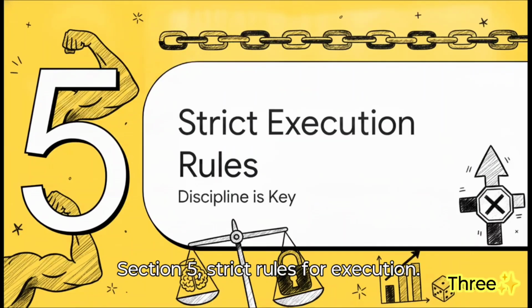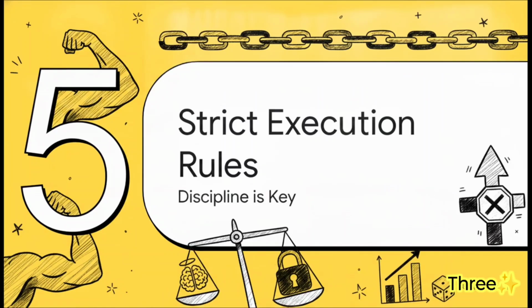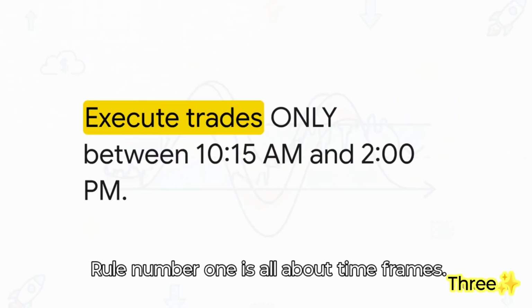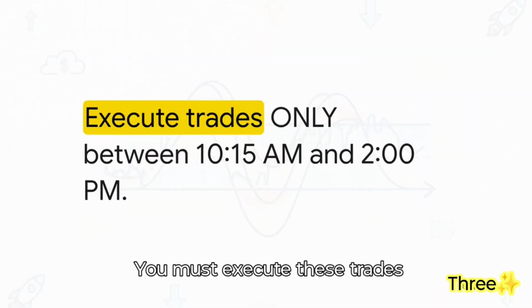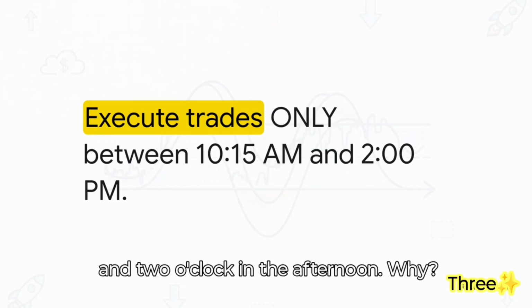Section 5, strict rules for execution. Because discipline is key. Even the absolute best strategy in the world will fail if you lack ironclad execution rules. Rule number 1 is all about timeframes. You must execute these trades only between 10:15 in the morning and 2 o'clock in the afternoon.